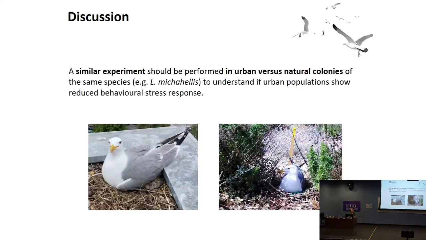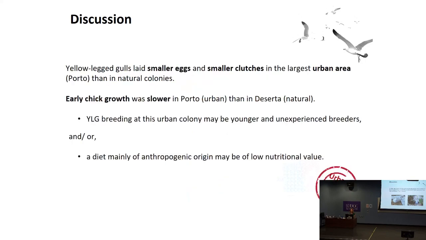We should study this further. What would also be very important would be to compare the same species in different environments, urban versus natural environments, and to check their behavioral responses to direct disturbance in those environments. The yellow-legged gulls from Porto laid smaller eggs and smaller clutches, and chick growth was slower in Porto than in Deserta. So yellow-legged gulls in Porto may be younger and inexperienced, but also, and non-exclusively, the diet they feed on may be of lower nutritional value.